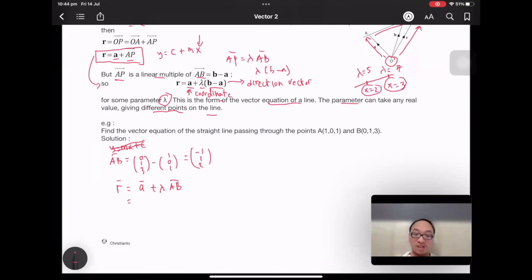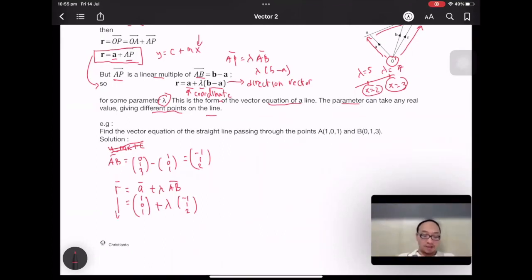So A is the initial point. I can use A, 1, 0, 1, plus the parameter lambda times negative 1, 1, 2. Can we use point B as the initial point? Yes, of course, because B is on the line. So we can use B in the equation. r here is indicating the x, y, and z. So r is the representation of the vector coordinate x, y, and z.